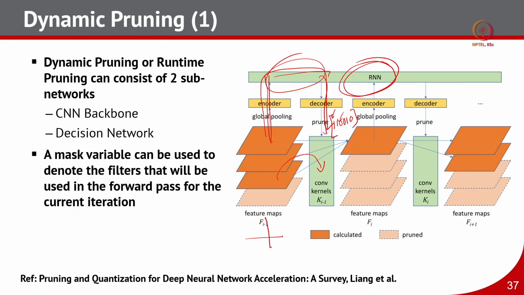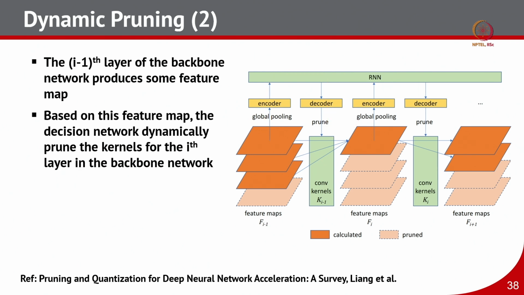So, the CNN is the backbone network. The decision network is the RNN in this case, which determines which channels to keep and which channels to prune, right. That is dynamic pruning. We already discussed in this slide that based on the feature map, the decision network dynamically prunes the kernels for the ith layer in the backbone network. As you can see in this particular case, these 3 were pruned, these 2 were pruned, and so on and so forth.